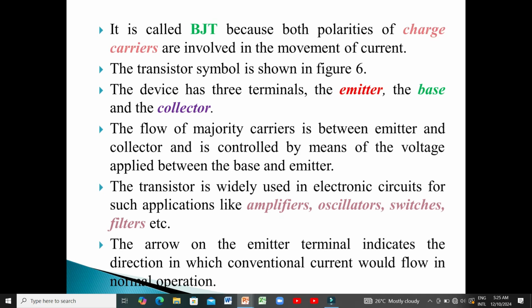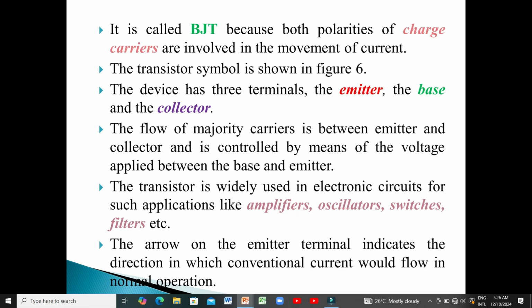The transistor symbol is shown in Fig 6. The device has three terminals: the emitter, the base, and the collector. The flow of majority carriers is between emitter and collector and is controlled by means of the voltage applied between the base and the emitter. The transistor is widely used in electronic circuits for such applications as amplifiers, oscillators, switches, filters, and so on.